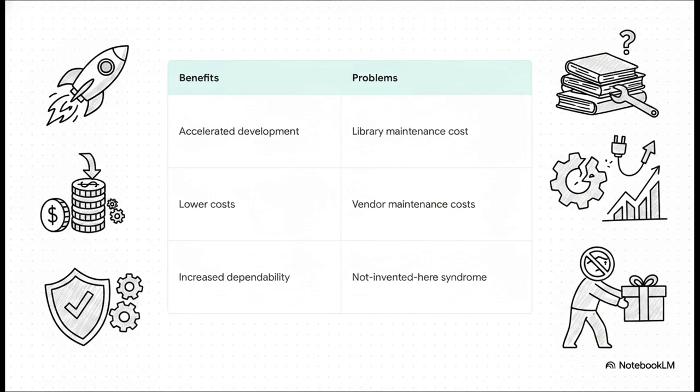Now for the problems. Number 1, library maintenance cost. Simply populating and maintaining a library of reusable components for your team is actually quite expensive and time-consuming. Number 2, increased vendor maintenance costs. Think about it. If the vendor who created the reused component suddenly stops supporting it, or if you don't have the source code and it becomes completely incompatible with your system updates, your maintenance costs are going to skyrocket. And number 3, the not invented here syndrome.